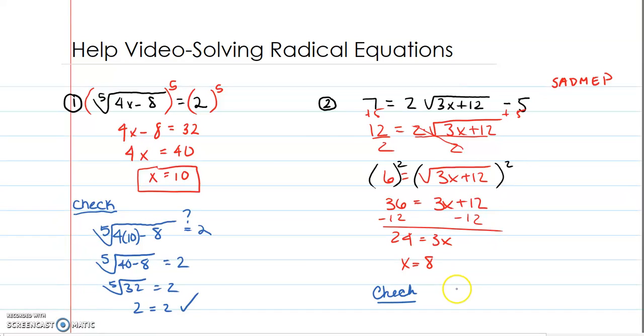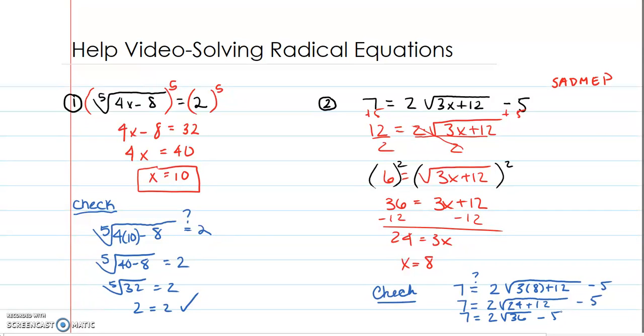So for our check, we'll have 7 equals 2 times the square root of 3 times 8 plus 12 minus 5. We don't know if it's equal. So 7 equals 2 times 8 times 3. We get 24 plus 12 minus 5. 7 equals 2 times the square root of 36 minus 5.